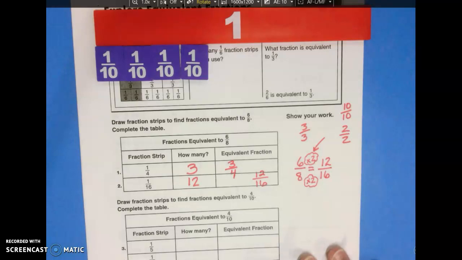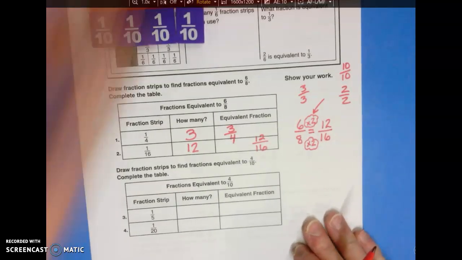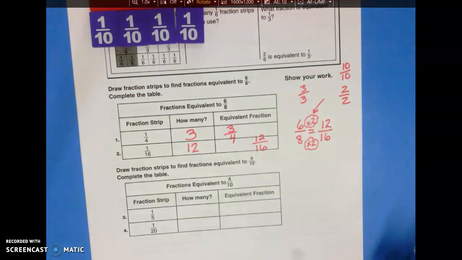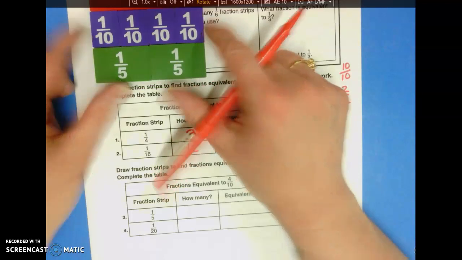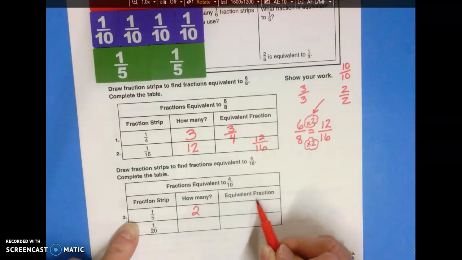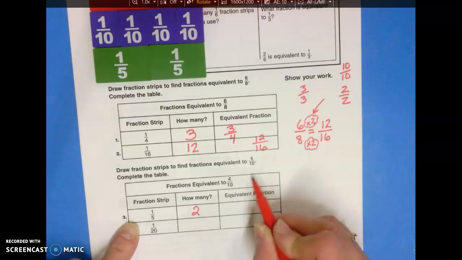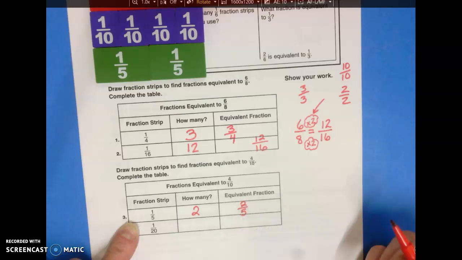Now, how many fifths would I need to be able to equal 4/10? Well, you happen to have fifths, so let's slide our fingernail up. Go find the 4/10, slide your fingernail up. How many fifths would I need? Well, you know a relationship between 10 and 5, so it looks like I would need 2/5. So how many pieces? 2. What would be the equivalent fraction? Well, 4/10 is also equal to 2/5.